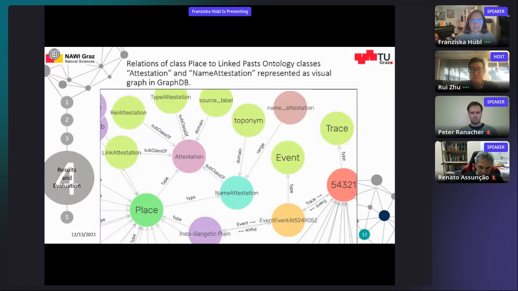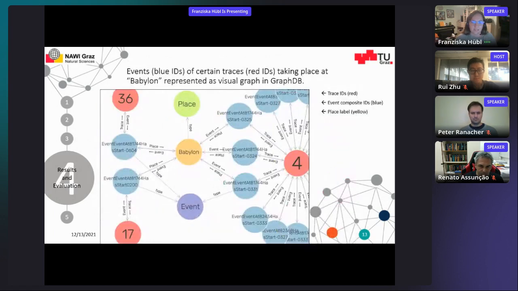Now the main result is the merged geo-knowledge graph created in GraphDB, the extension of the linked places ontology as a kind of workaround, as shown here with event and trace. And here we see that places are sometimes stages for more than one event. For example, 5 events of 3 different races were taking place at Babylon.